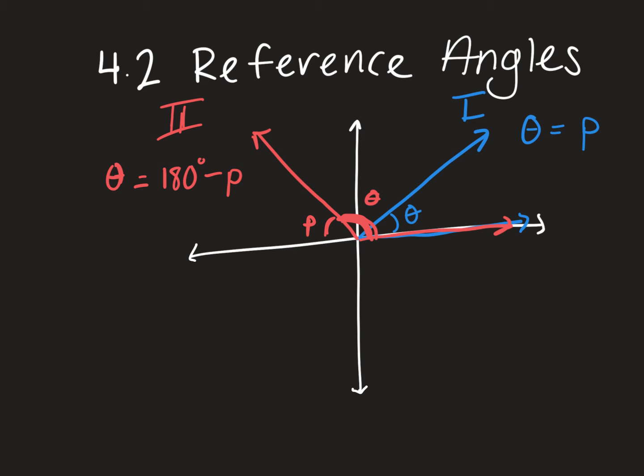Following? Okay. Let's remember that from here up to here is 90 degrees, from here to there is 180, 270, 360. So if we're going from 0 to 180, that means this whole part's 180. So if you do 180 minus this piece, you're left with this piece. So you can use that formula when your angle is in quadrant two to find your reference angle.